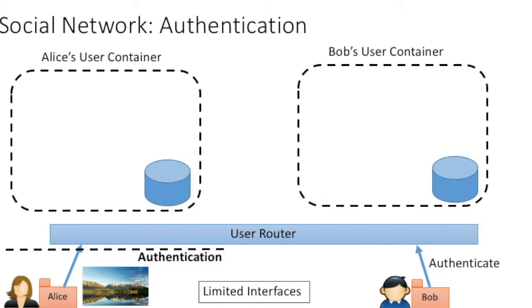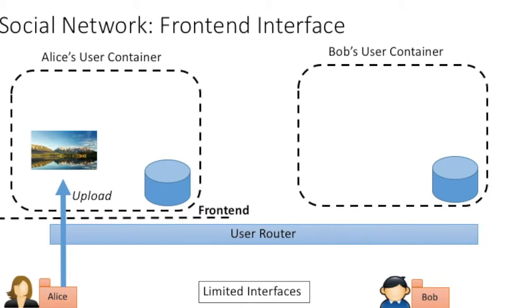So Alice will first authenticate with the user router, and the first thing to note here is that we have limited interfaces. Before Alice even has access to any other interface, she must first authenticate with the user router and get a valid session cookie. Only after that does she have access to the front-end interface of her own user container, where the requests are again routed based on this cookie. So Alice, in this case sharing a photo, can upload that photo to her own user container.